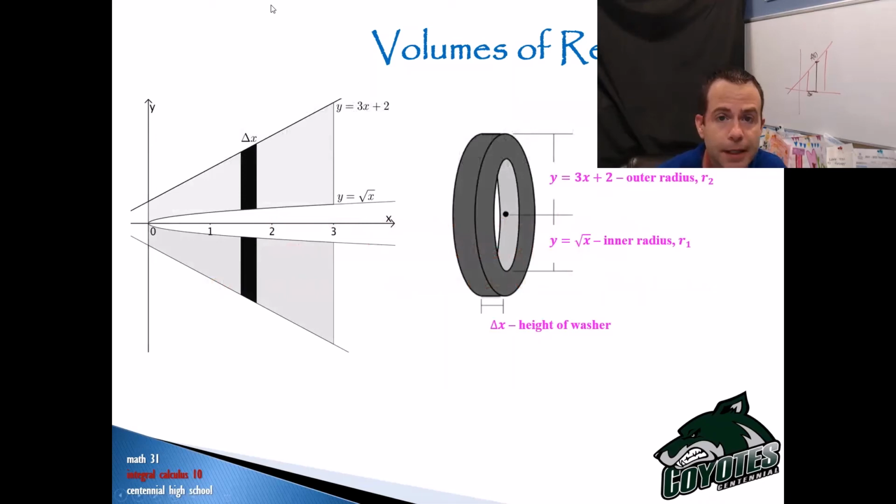So if we're looking at something like this, when I spin it, here's my 3x plus 2 and here's my root x. When I spin it, I get a hole created by where that root x was spinning, and I get this shape that is a washer. Well, the increment of x is still the height of the washer. F of x is still going to be the radius, but now I have two different radii to deal with: the outer edge radius, which would be my first f of x, and the inner edge radius, which would be my second f of x, okay?